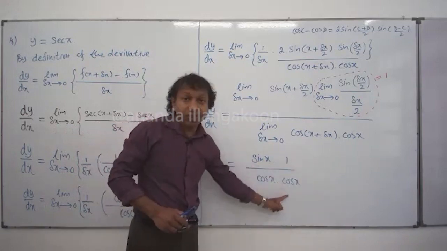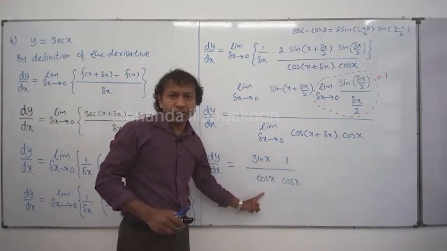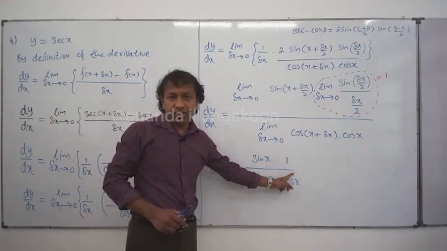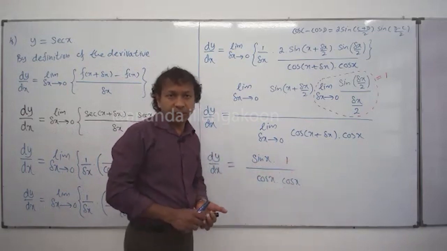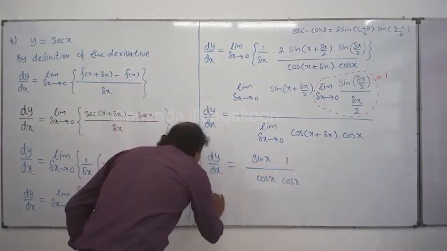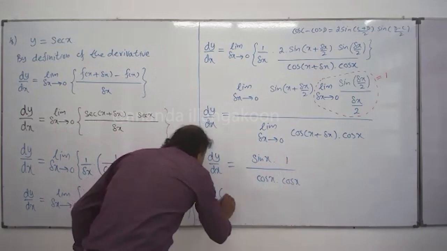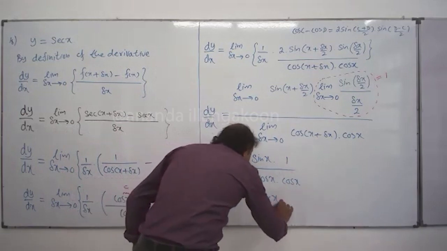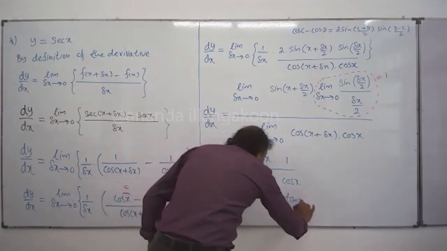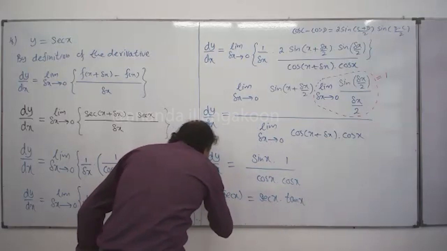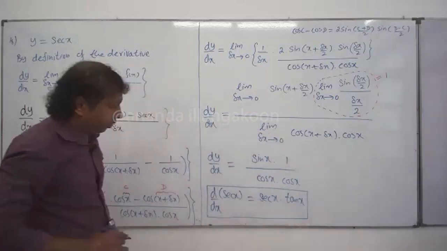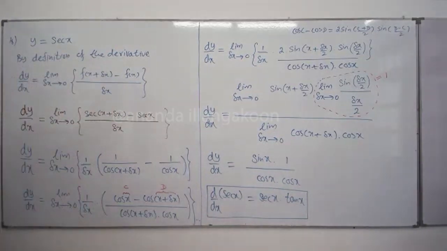1 over cos x is, people, sec x. Sin x by cos x is tan x. Then we get tan x sec x. Tan x sec x means, people, sec x tan x, right? And then we get the derivative of sec x is sec x into tan x. This is, people, the way of getting the derivative of sec x. Right.